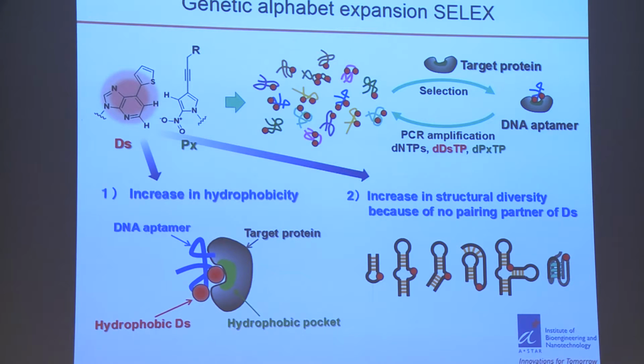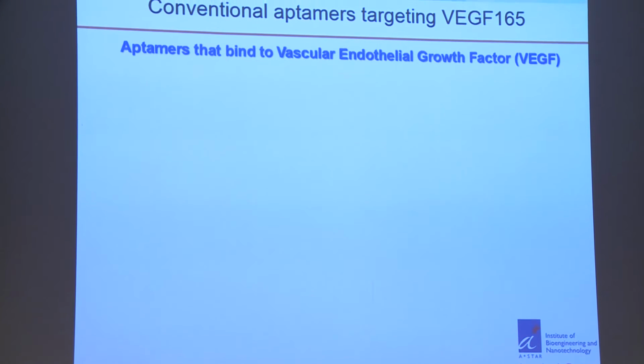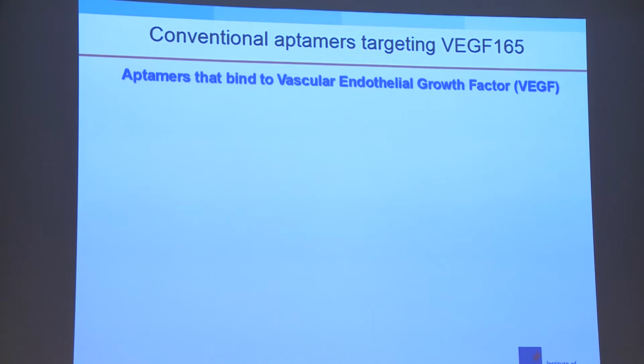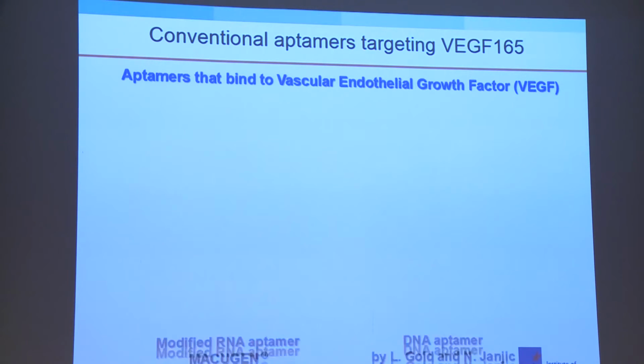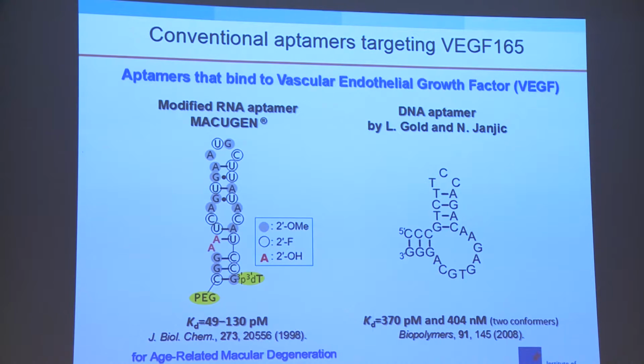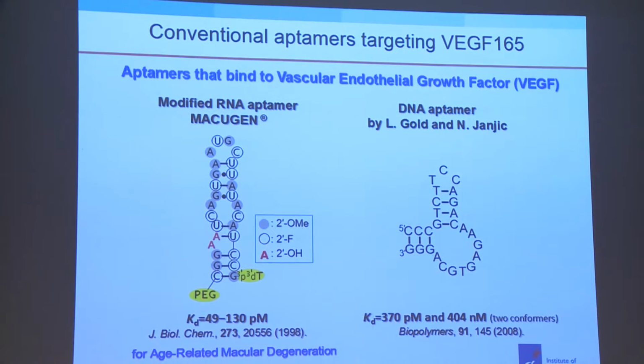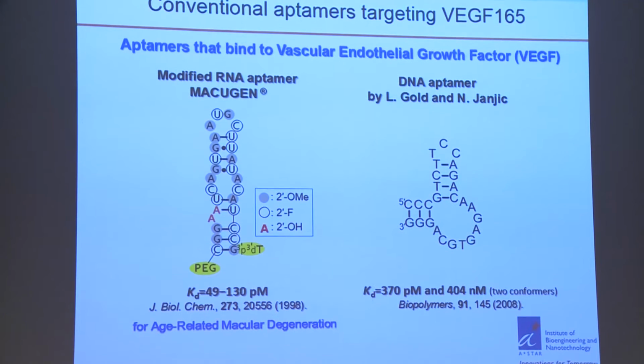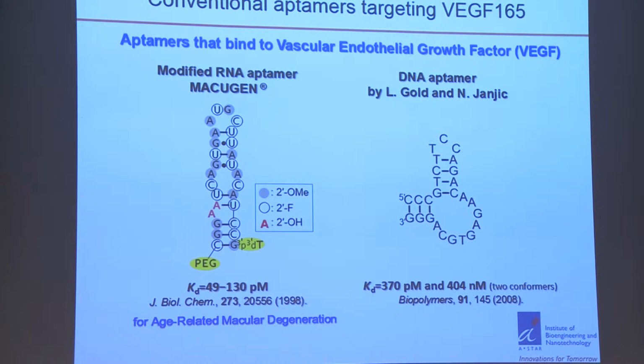Then we separated only DS-containing bases as the next round library. First, for our demonstration, we chose VEGF 165. This is very important for aptamer researchers because only one modified RNA aptamer, named Macugen, was approved as a treatment for age-related macular degeneration. Only one aptamer is approved.